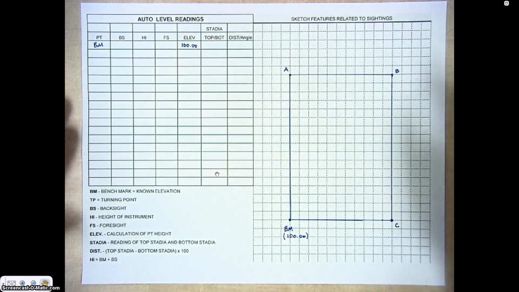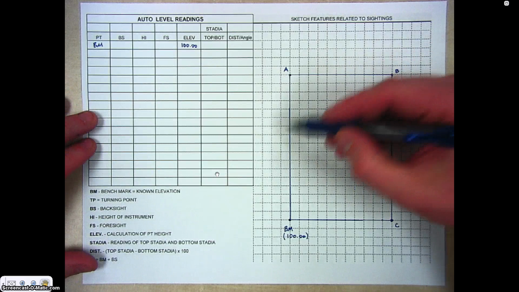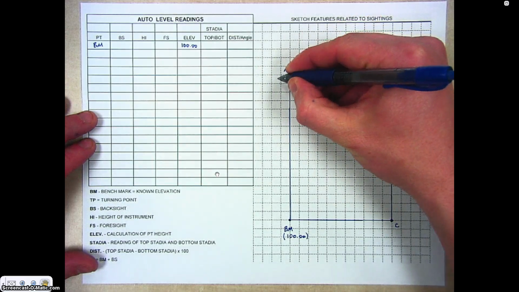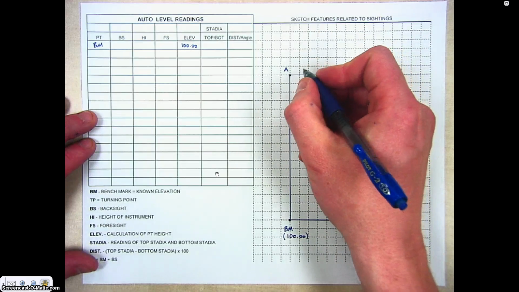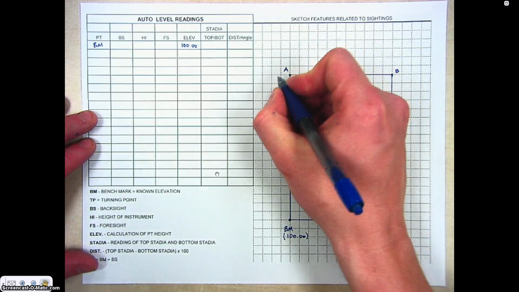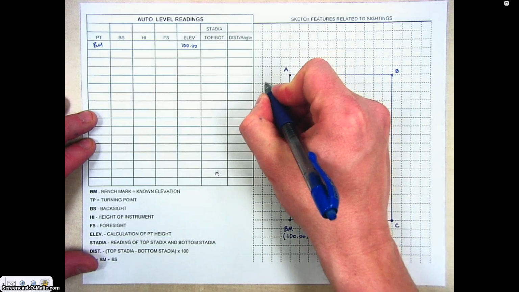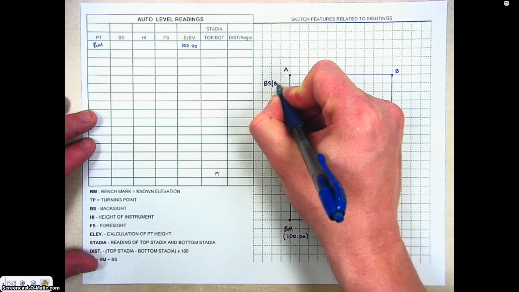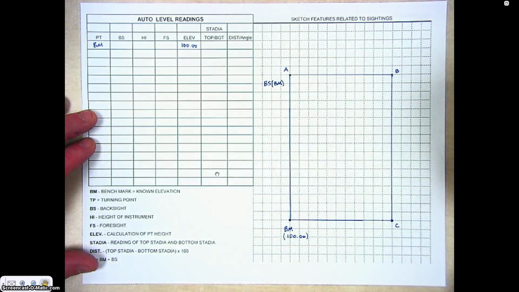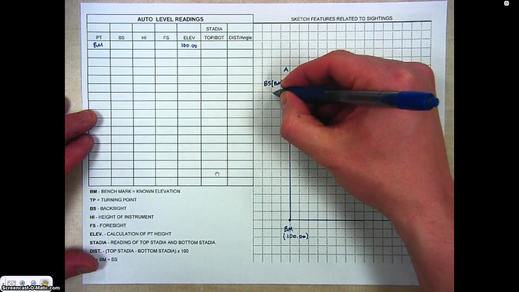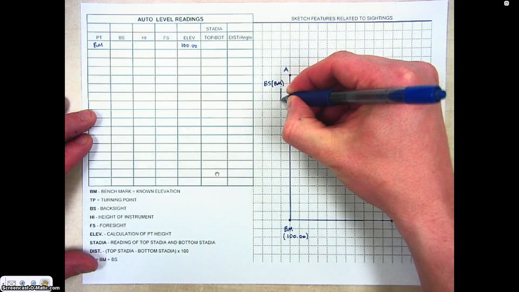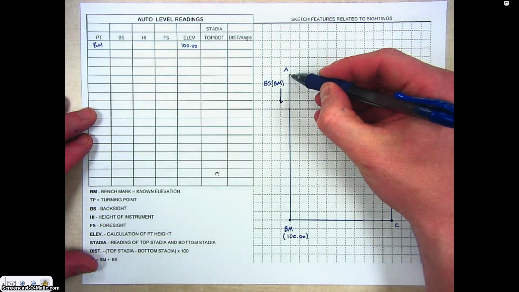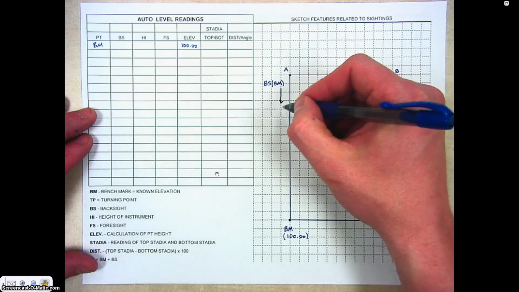Okay, the next step will be to take the instrument to point A, and we would shoot back a backsight of the benchmark. And so I'm going to write on here, this is going to be the backsight for the benchmark location. We are going to shoot that back this way. The rod is going to be placed at the benchmark. We're going to move the instrument to point A. We'll flag both locations, and then we will get a reading.